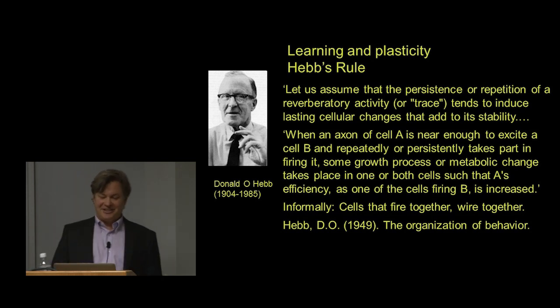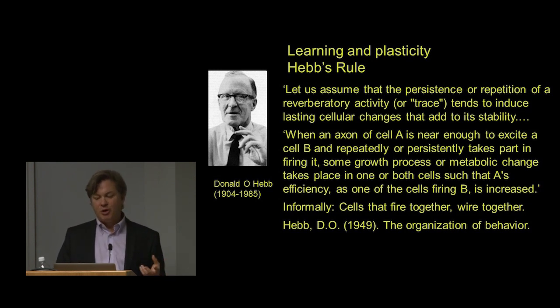You know, certainly memory trace is the idea that it tends to induce lasting cellular changes that add to its stability. When the axon of cell A is near enough to cell B, so if an axon is in the neighborhood of a dendrite and repeatedly or persistently takes part in firing it. And it's not just that they're coactive, but A actually influences B and makes it fire. And that also implies a temporal relationship, A before B. I won't talk about spike timing dependent plasticity, but he had the idea of co-activation, but it's sort of temporal activation as well.